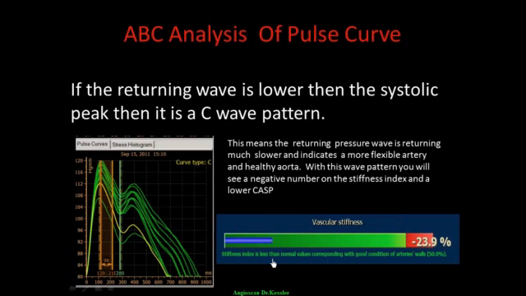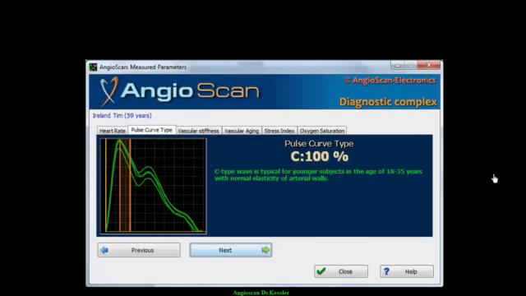And it says down here, stiffness index is less than normal values corresponding with good conditions of artery walls. And the number here is 50.0%, and that's for somebody his age. He is a lot less than that. He's doing really good. This is a great pattern. This is what we all want to see.